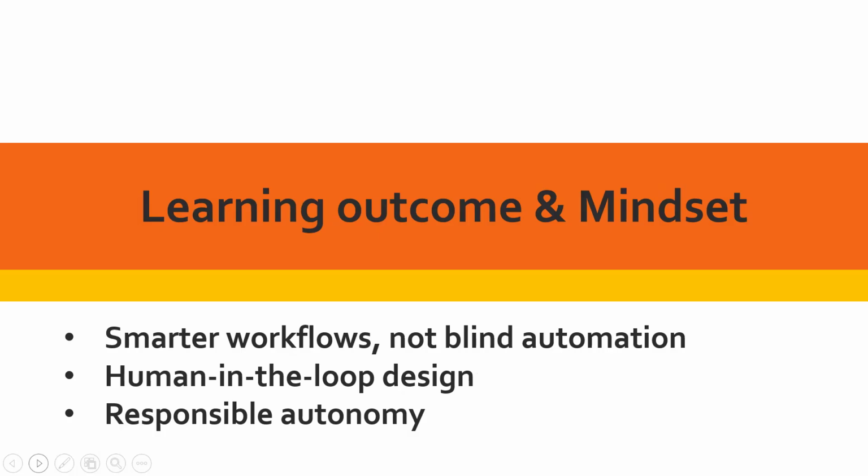By the end of this program, you will be able to evaluate where agentic AI makes sense, and where it is not supposed to be used. The goal is not to maximize automation, but intelligent automation. Human judgment, accountability, and ethical responsibility will always remain central, while AI agents handle structured, repeatable, and time consuming tasks. This mindset ensures long term value and trust in AI driven systems.